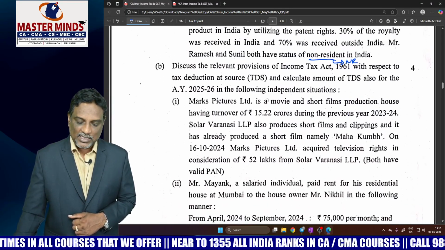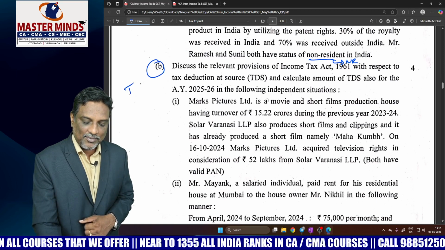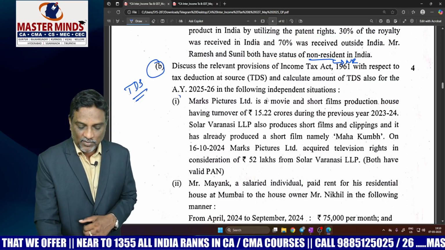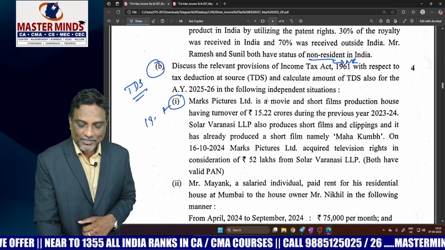Next, the third one, my dear students, is a TDS and TCS related problem. Two TDS points are given in this problem. One point relates to 194C.